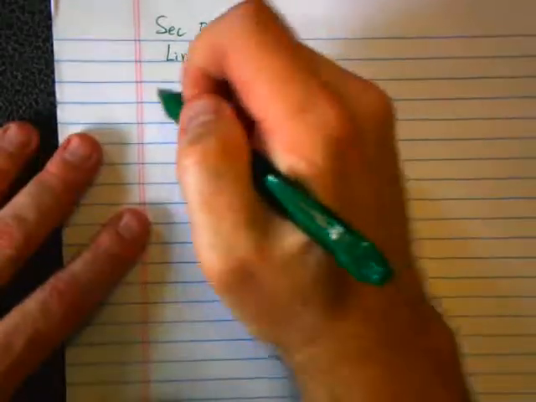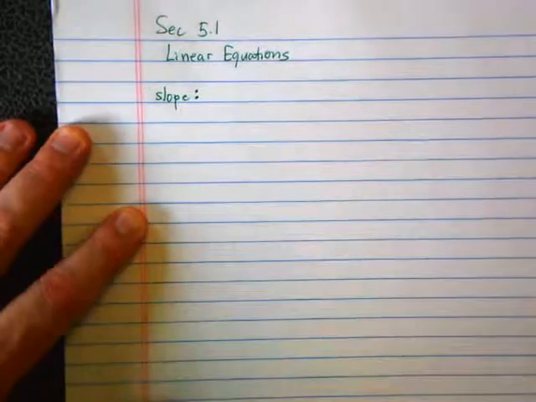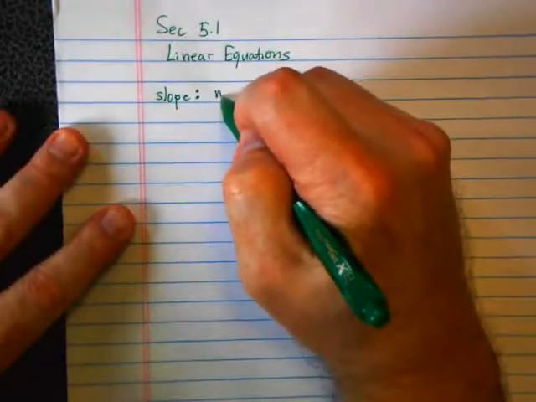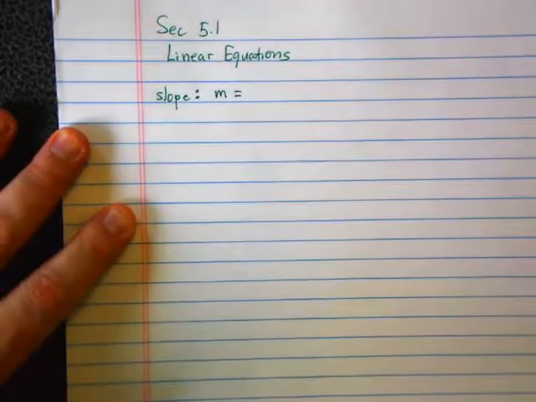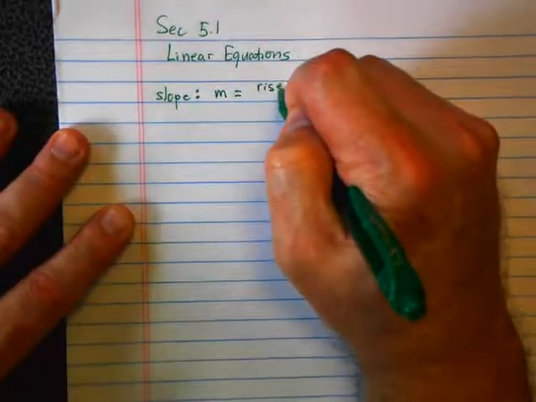Slope. All right, there's an important word. What's slope? There's a little formula for it. Usually slope is called the letter M. And I don't know why we use the letter M, but we do. And a little mnemonic we remember for it is rise over run.